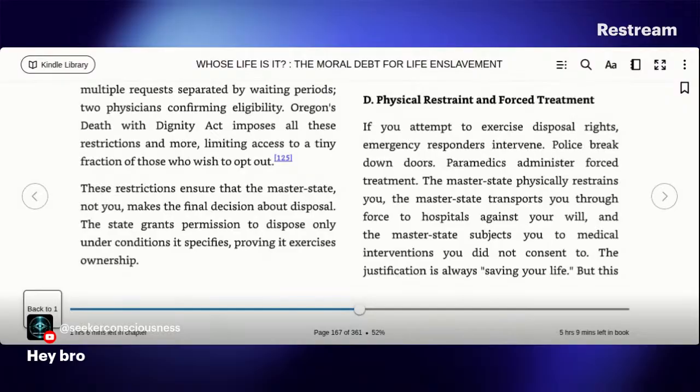If you attempt to exercise disposal rights, emergency responders intervene. Police break down doors. Paramedics administer forced treatment. The master state physically restrains you. The master state transports you through force to hospitals against your will. And the master state subjects you to medical interventions you did not consent to. The justification is always saving your life.